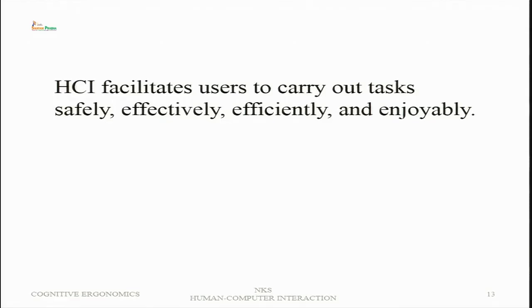So what does HCI do? HCI facilitates users to carry out tasks safely, effectively, efficiently, and enjoyably. So in most situations, we consider safety, effectiveness, and efficiency as very critical. But enjoyability is also important. In fact, many systems become very prevalently used, or very successful, because people enjoy using them. And the cell phone is one example.